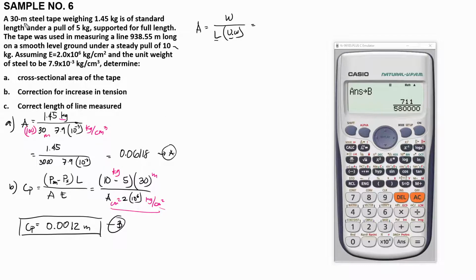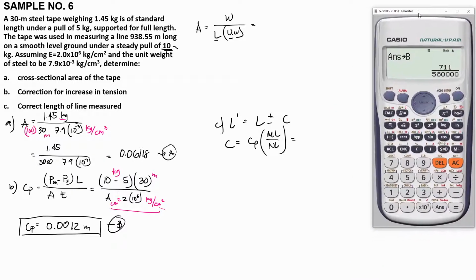So, kada gagamitin natin si 30 meter steel tape, kailangan i-take note natin to kung ang pull natin ay ganyan pa rin. So, letter C, paano na siya? So, what is the correct length of the line measured? Paano natin, ano yung magiging final natin? So, di ba, ang L prime natin, yun yung correct length, is equals to the line plus or minus the correction. So, in this case, CP. So, substitute natin, ang measure natin is 938.55. Yung C kasi nga, alam natin na CP ml over NL nga pala yan. So, substitute natin yung mga values. So, ayun siya, yung 0.0012. We have 938.55 over 30.